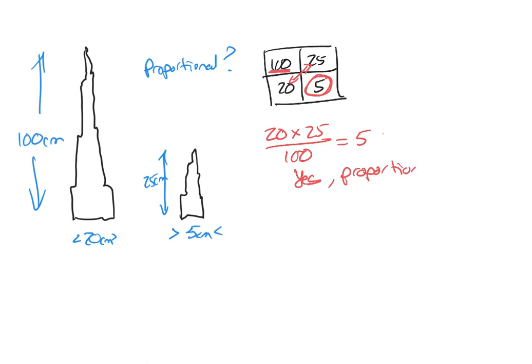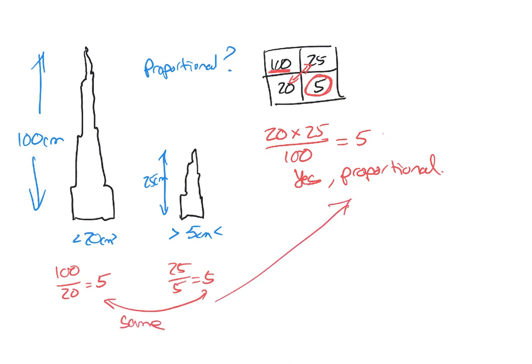If you don't like that method, you could just look at what's the relationship between the height and the width on both of them. So we could do 100 divided by 20, which equals 5. And we could do 25 over 5, which equals 5. These two numbers then are the same. So yes, it is proportional. The small one and the big one are proportional to each other.